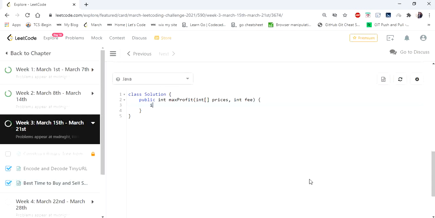So as I said, I'm going to have 2 variables, having stock. If we are having stock on the first day, we'll be spending the amount on the first day. So I'm initializing it to minus prices of 0, and not having stock, which is equal to 0 because we cannot sell any stock on the first day. So I'm iterating through my given array from index 1.